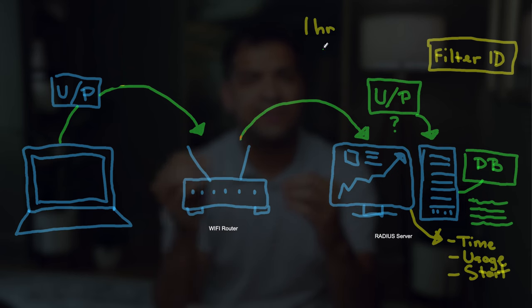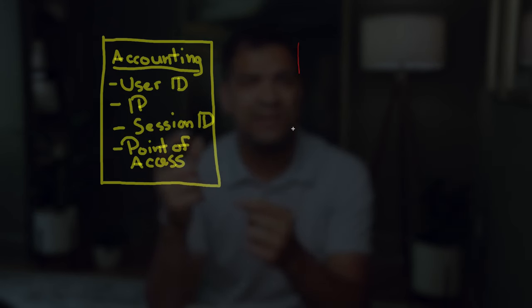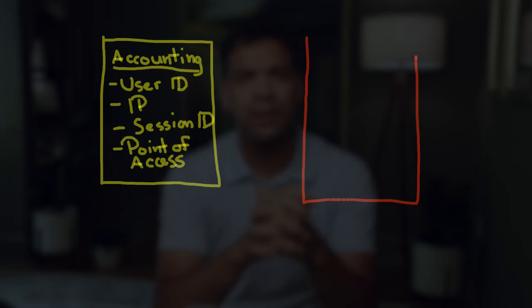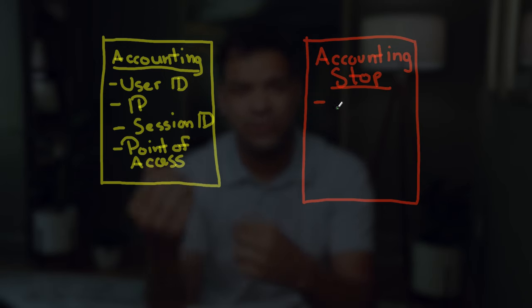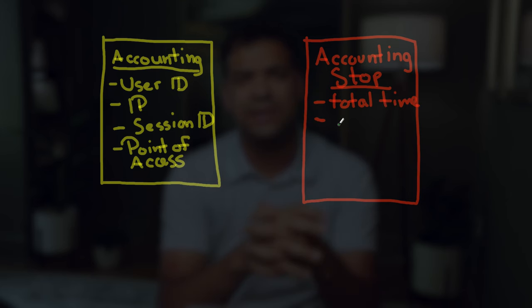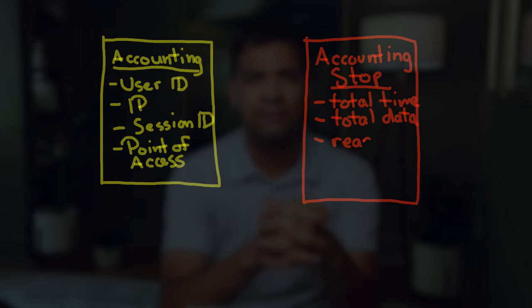Once that user's access to the server ends, the RADIUS client sends another accounting request packet known as an accounting stop to the RADIUS server. That packet includes information like the total time, the data packets transferred, the reason for the disconnection, and other information relevant to that user's session in the environment.